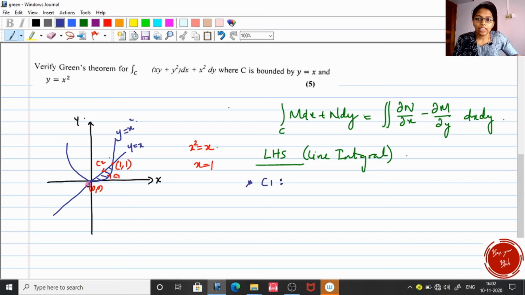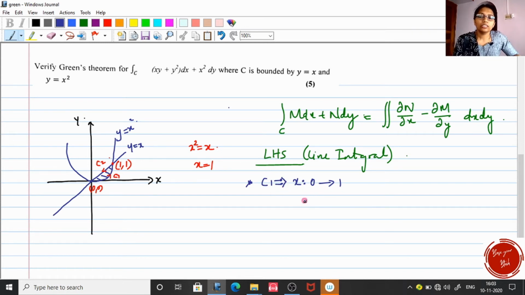It says the x coordinate in curve C1 ranges from 0 to 1, isn't it? So C1 is your curve which has its x coordinate ranging from 0 to 1.